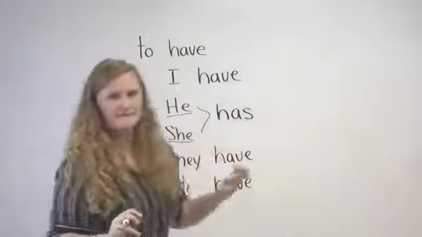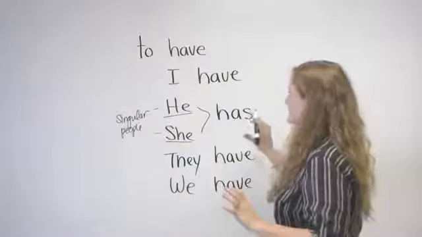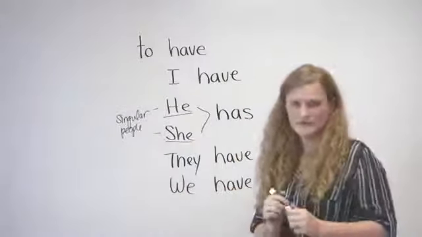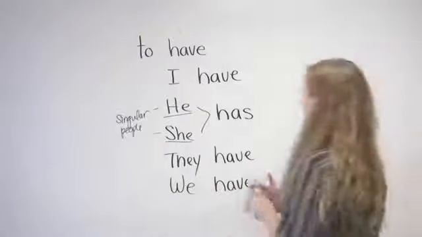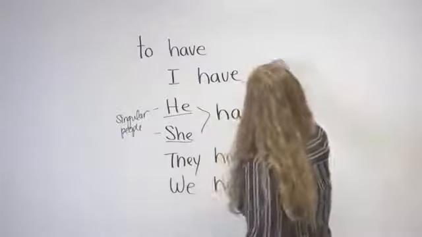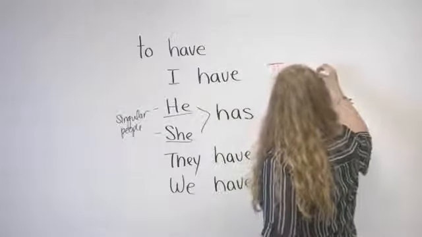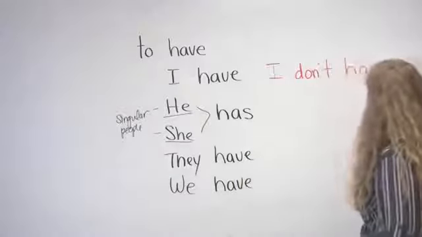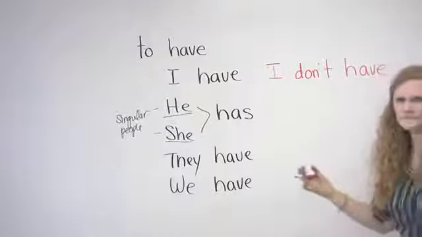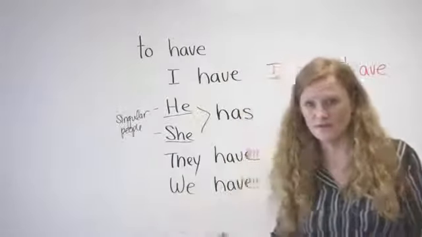Good. The next thing is the negative form of these verbs. In the negative, we have to use the word in English, don't. So, we're going to say, I don't have. For example, I don't have a cat. I don't have a dog.